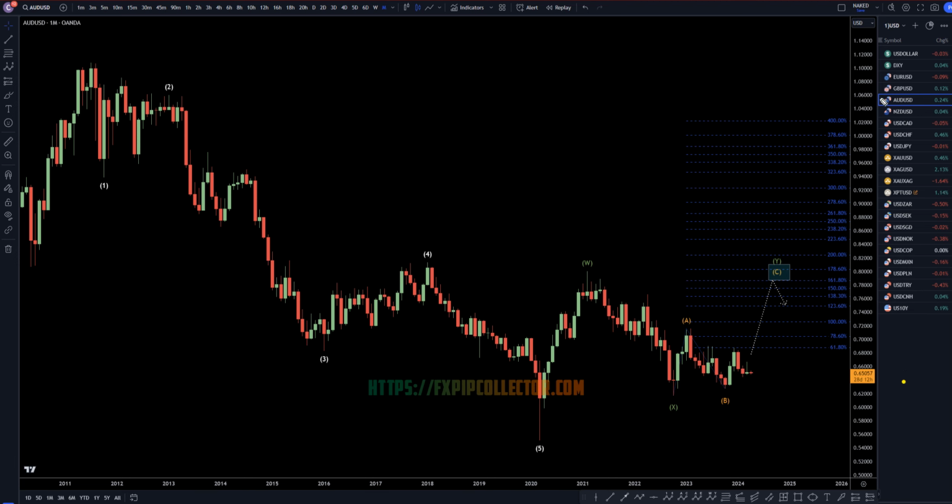I'm going to be analyzing the Aussie US dollar, starting on the monthly, working my way down to the 1 hour time frame for the full top-down analysis.